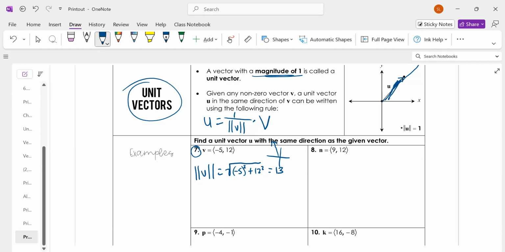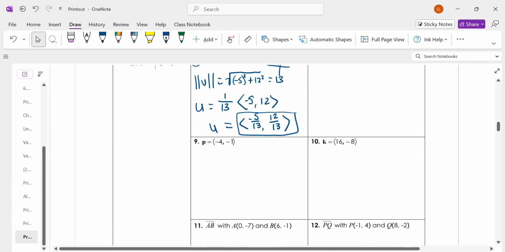So my magnitude's 13. So using this formula, my unit vector in the direction of negative 5, 12 is going to be 1 over 13 distributed into negative 5, 12, which is going to equal negative 5/13, 12/13. So this final vector, u, we could check the magnitude of that by using your formula. You'll see that that does have a magnitude of 1. So you got a couple more problems you can try there.